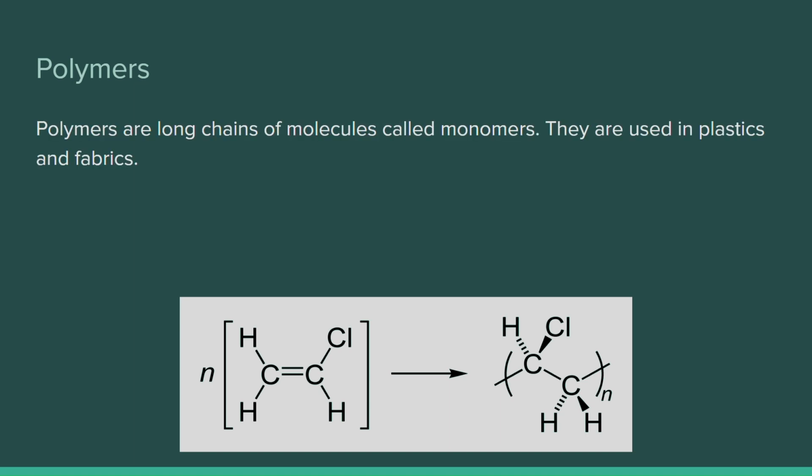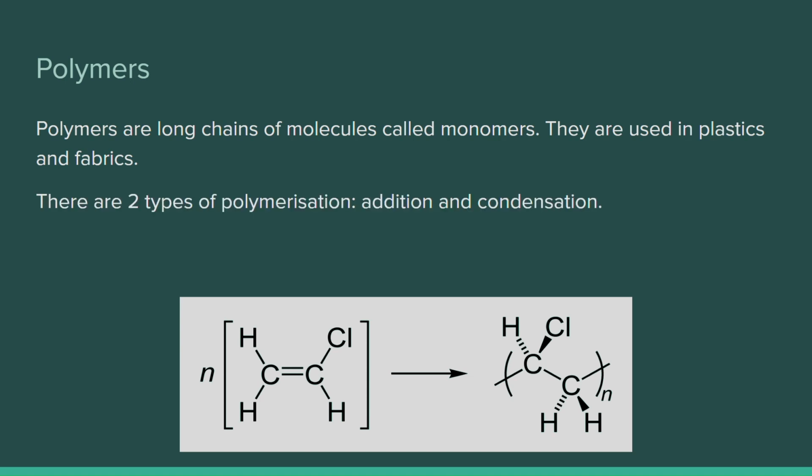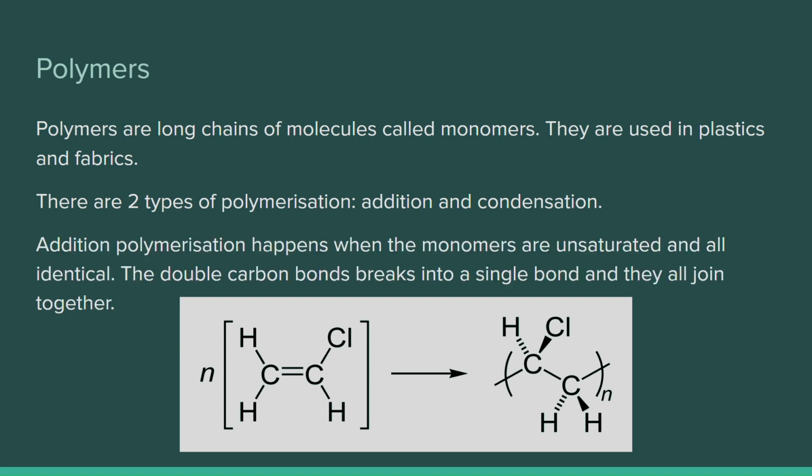So now on to polymers. Polymers are long chains of molecules called monomers. They're used in plastic and fabrics. There's two types of polymerization reactions: addition polymerization and condensation polymerization. Addition polymerization happens when the molecules are unsaturated and they're all identical. The double carbon bond breaks into a single bond and they join together by the carbons. You can see in this nice little diagram here.